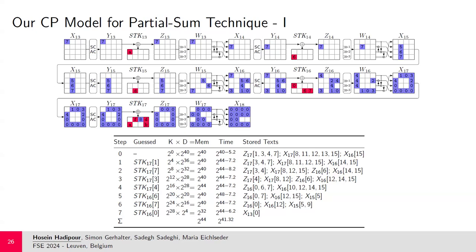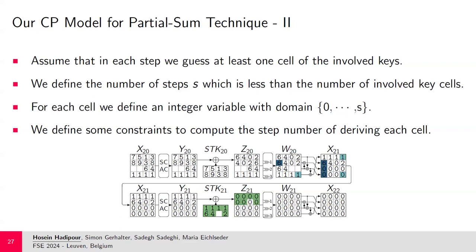So we need to model this step assignment procedure. To do that, we assume that in each step of the technique, we are guessing at least one byte of the key, which is a completely natural assumption. Then we define the number of steps, namely S, which can actually be the number of involved key cells. And then for each cell in the key recovery, we define an integer variable, which specifies the step number in which we are processing this cell. This is a variable in our CP model.